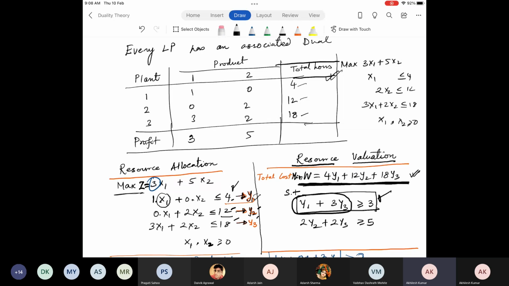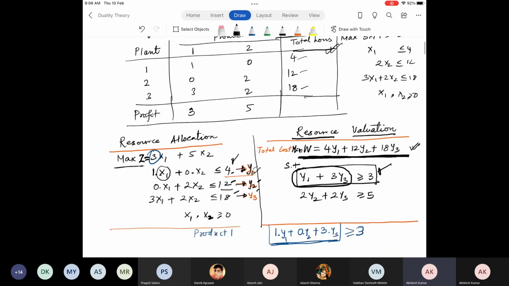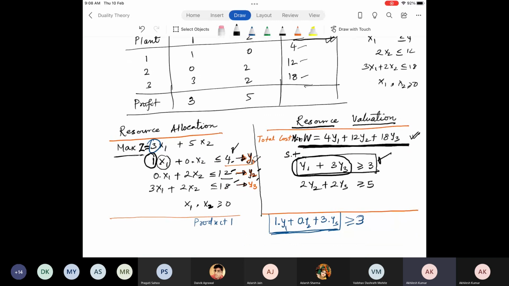Second, suppose I use 1 unit of resource in plant 1 and 3 units of resource in plant 3, the corresponding money that I'm spending is 1 into y1 and 3 into y3. It should be at least greater than or equal to the profit I am making. If it is less than the profit I am making, then it means that I'm not really using my resources right.